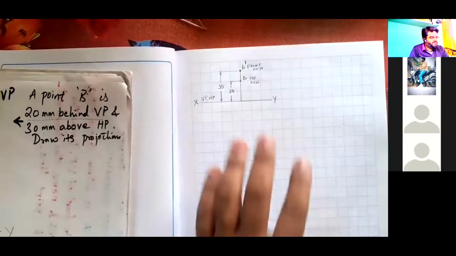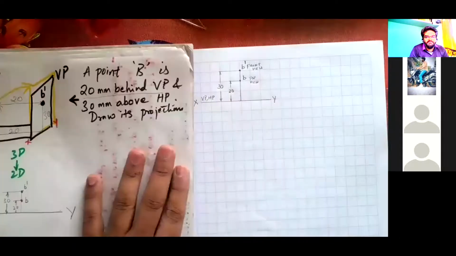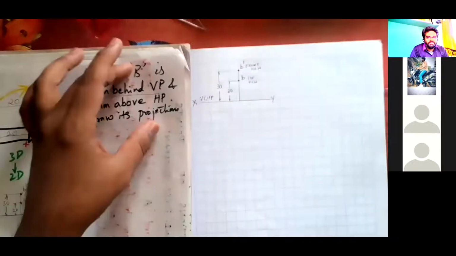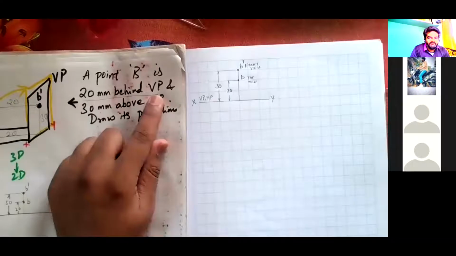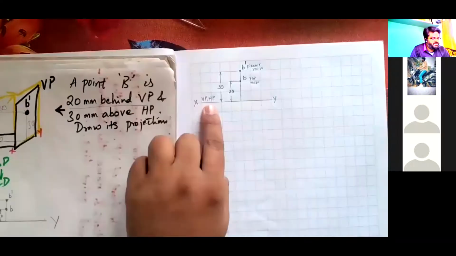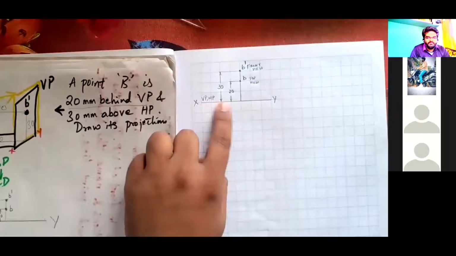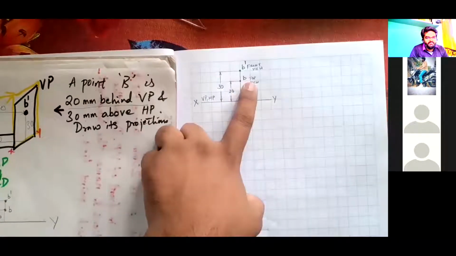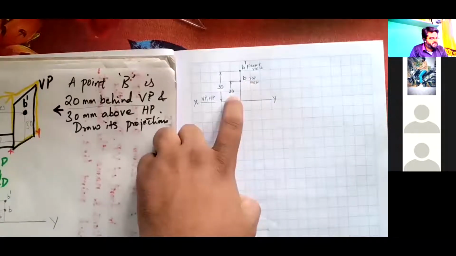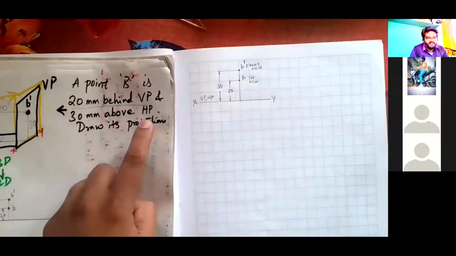So a point is a three-dimensional concept is given to you. A point B is 20 mm behind VP. So behind VP means 20 mm behind VP. That projection will come on the top view. So B is associated with 20 mm dimension. 30 mm above HP is clearly seen. 30 mm above HP is the height of a person.